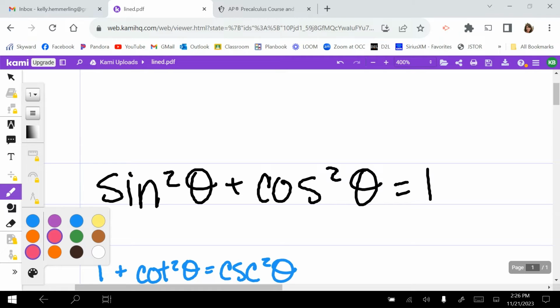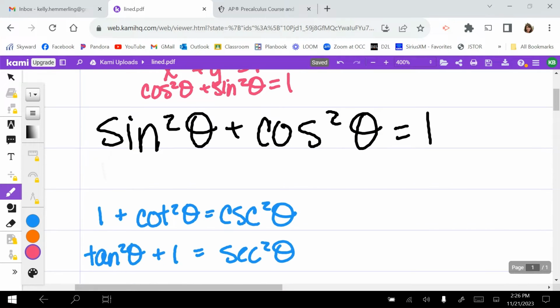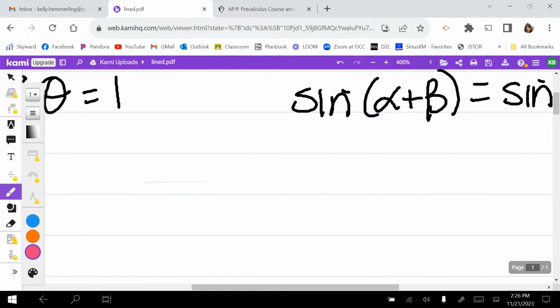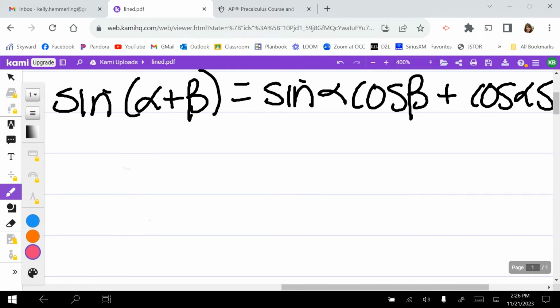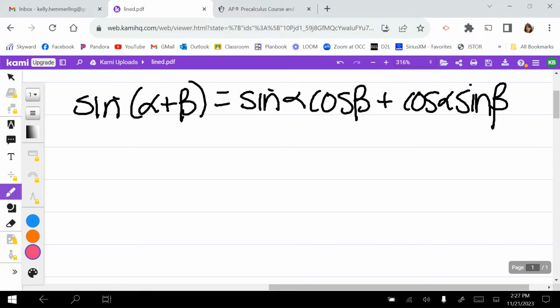And we could dial it back even farther. If you don't want the students to memorize the fundamental identity, just take it back to the Pythagorean theorem. x squared plus y squared equals r squared, and change that into cosines and sines, and then go from there. So anyway, there is the fundamental Pythagorean identity and its 2 derivations. Now let's go over and take a look at the sine of alpha plus beta identity.